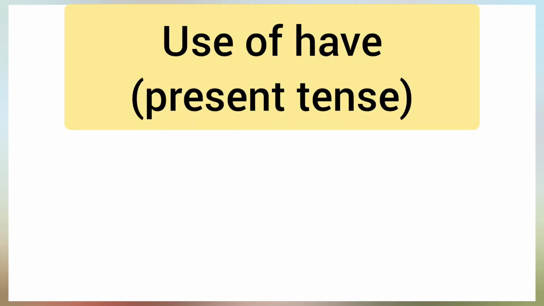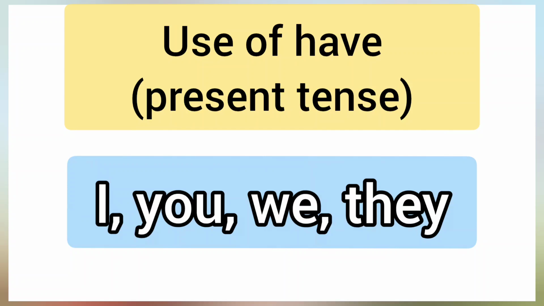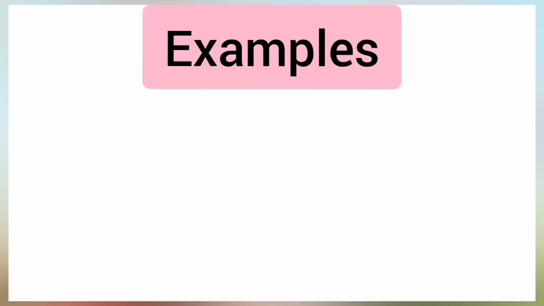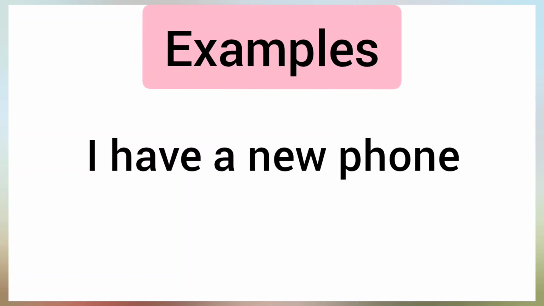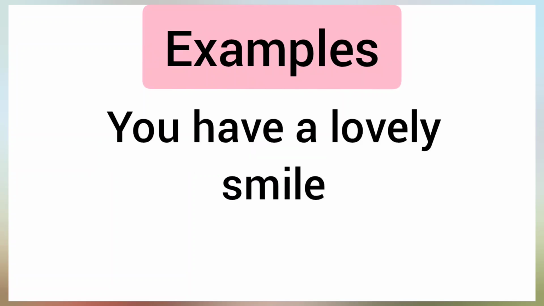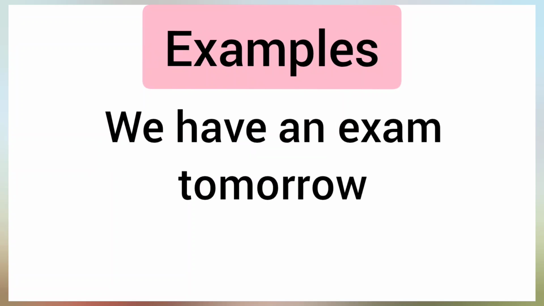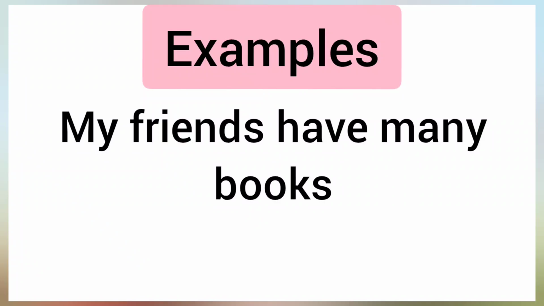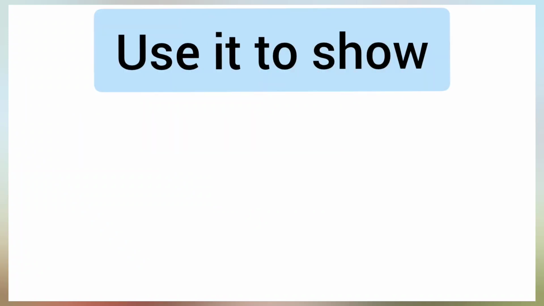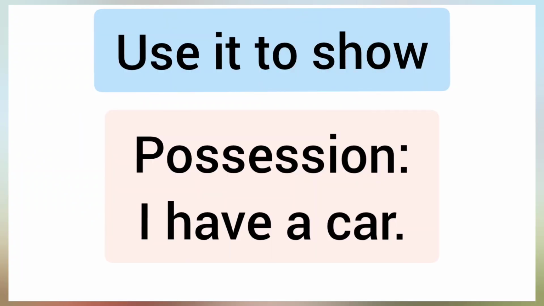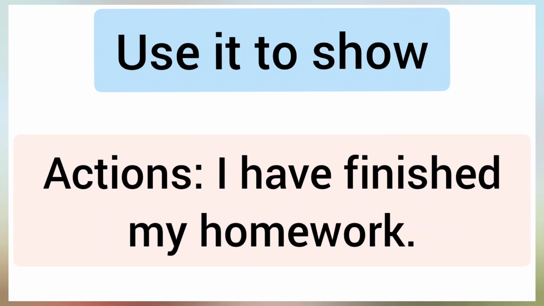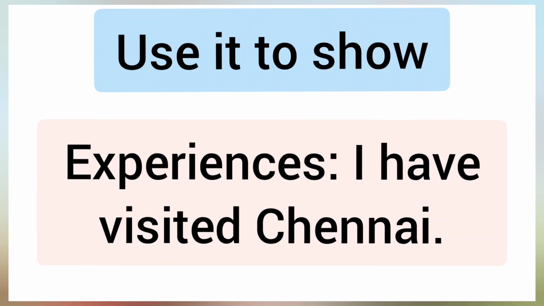Use of have, present tense. We use have with I, you, we, they, and plural nouns. Examples: I have a new phone. You have a lovely smile. We have an exam tomorrow. My friends have many books. Use it to show possession: I have a car. Actions: I have finished my homework. Experiences: I have visited Chennai.